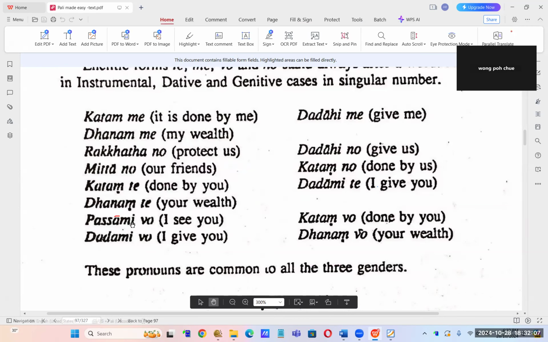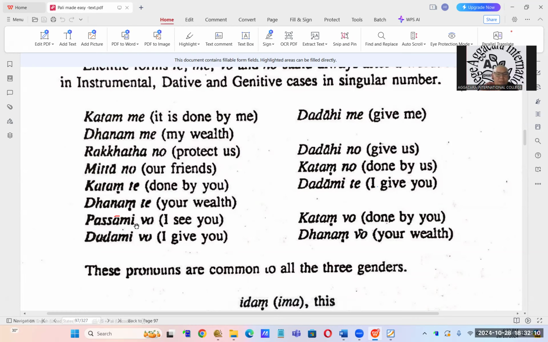But if I say 'I give you a book', pasami wo? Pasami wo will be accusative, I think. So this is accusative, and dadami wo will be dative. So: I give a book to you. I give you a book. Book will be a direct object. Give to you will be an indirect object. Indirect object should be in a dative case. All right.